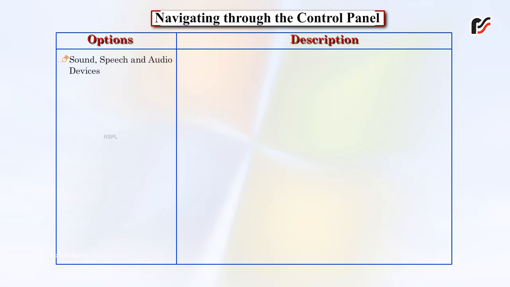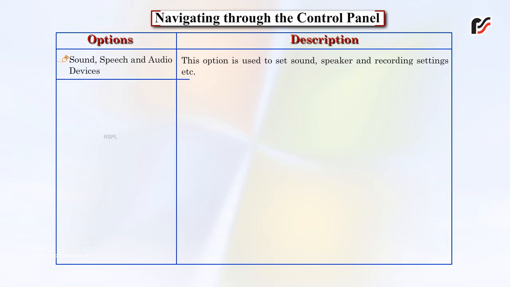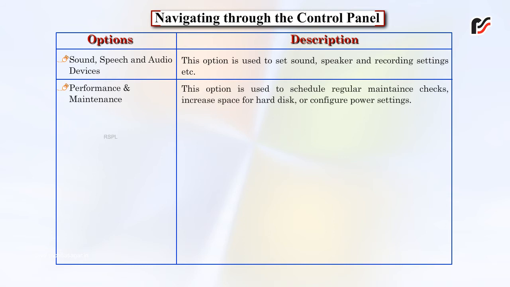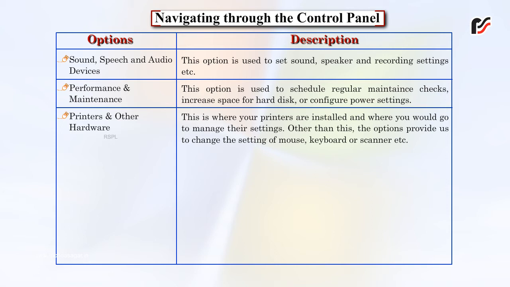Sound, speech and audio devices. This option is used to set sound, speaker and recording settings, etc. Performance and maintenance. This option is used to schedule regular maintenance checks, increase space for the hard disk or configure power settings. Printers and other hardware. This is where your printers are installed and where you would go to manage their settings. Other than this, the options provide us to change the settings of mouse, keyboard or scanner, etc.